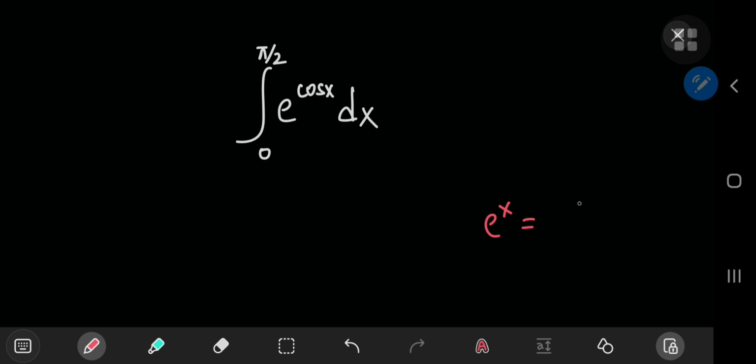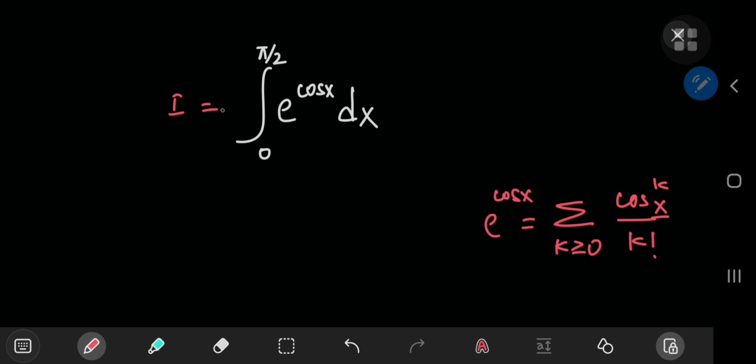Now e to the x can be written as the sum over all non-negative integers k of x to the k divided by k factorial. In this case, we have to replace x by the cosine of x. So we have the infinite sum over all non-negative integers k of cosine to the k of x divided by k factorial. So let's call this integral I.